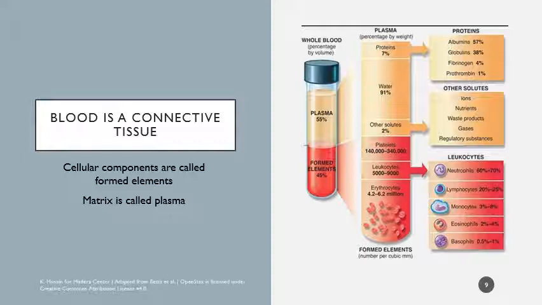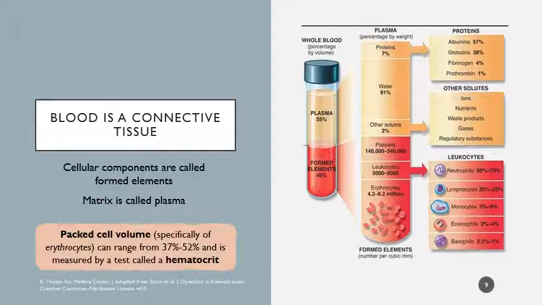So if we're just focusing on that grounding matrix, the plasma, and thinking about the fraction of the overall blood that is the plasma versus the formed elements, that is measured according to what we call the packed cell volume, and we more specifically measure the hematocrit, the proportion of the total volume of blood that is actually red blood cells. Depending on your biological sex and a lot of different factors, a normal hematocrit range can be 37% to 52% of the overall volume of blood belonging to those packed cells, or red blood cells.